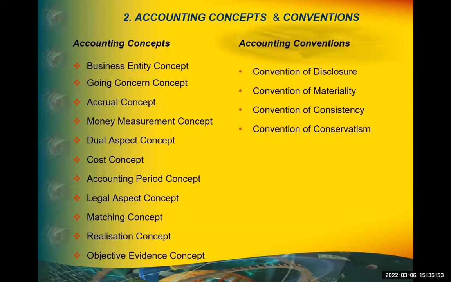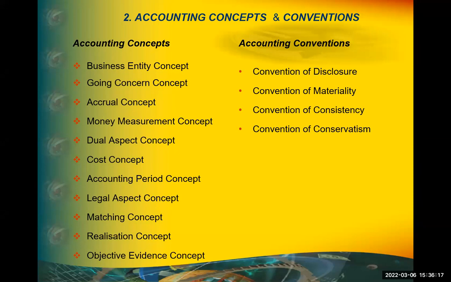Next is money measurement. This is what we are talking about from the beginning. Anything that can be measurable in terms of money can alone be recorded in the books of accounts. Nothing else can be recorded. Next, dual aspect concept. Each and every transaction has its own twofold effect. One is benefit giving, another one is benefit receiving.